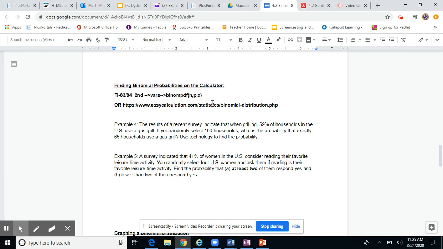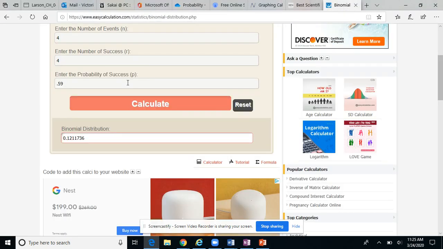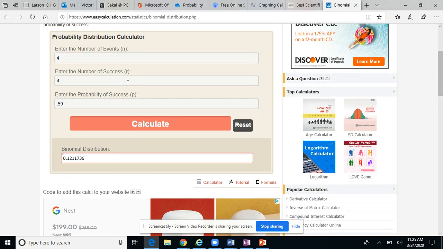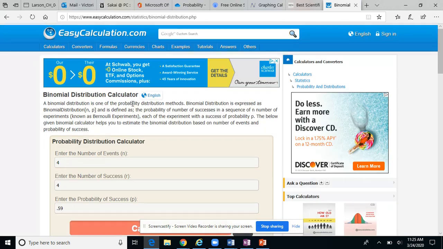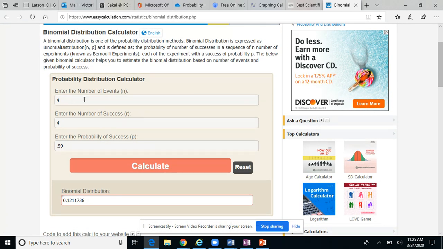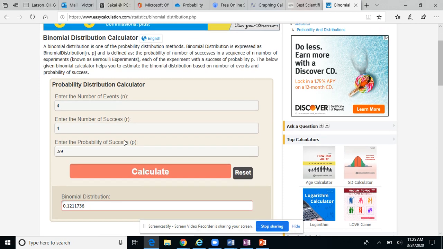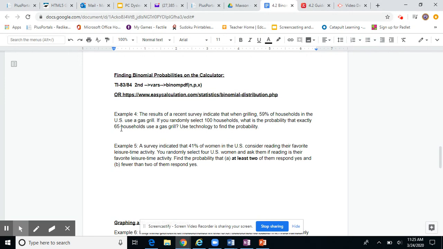On the online calculator, here is an example of something you could put in. It's easycalculation.com. I gave you guys the link, and you put in your n. r is the same thing as x here, so the number of successes, and then your probability of success. So we are going to do a couple examples to show you how you use this.